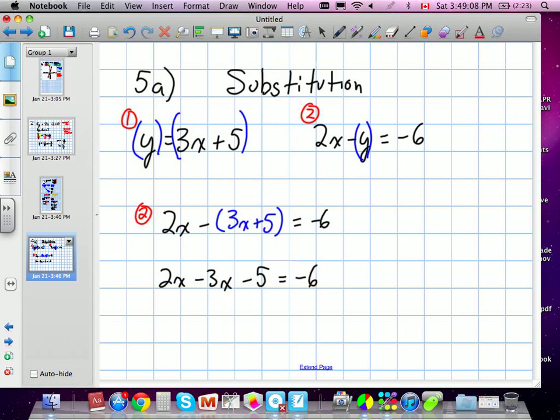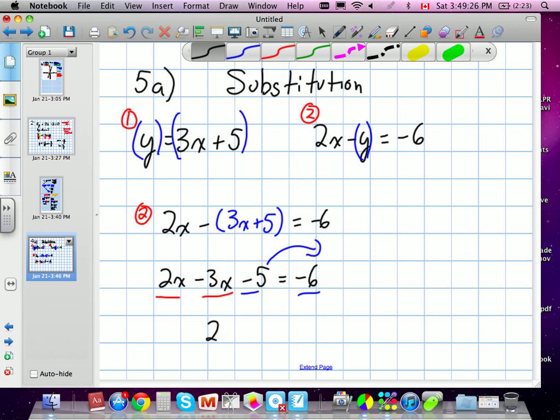Now I'm going to collect my like terms. I can combine what's a like term. These two are like terms. They both have variables after them. Both of these are constant numbers, so I can combine them. The only problem is they're on other sides of the equation, so I'm going to move it over. I'm going to move the negative 5 over. What's it going to become over there? Positive 5. That's right.